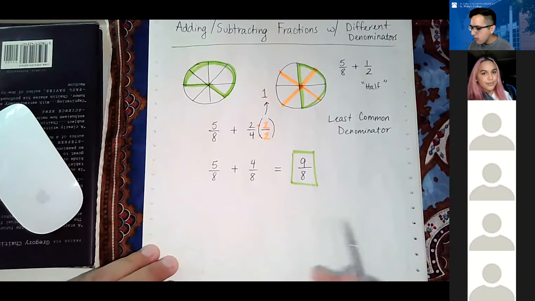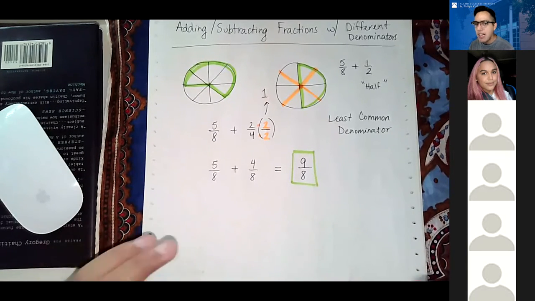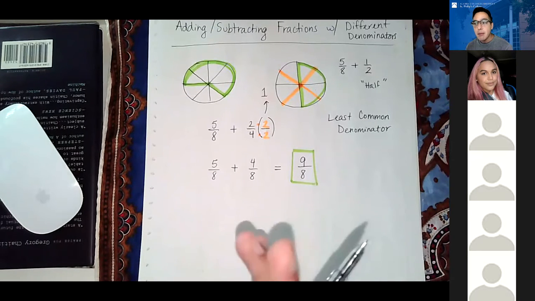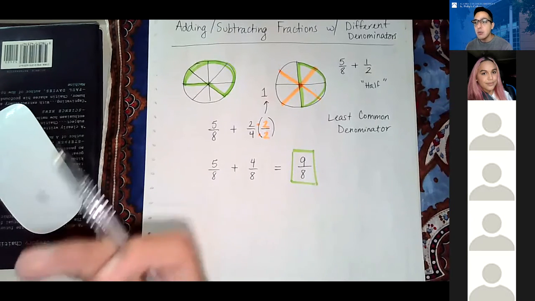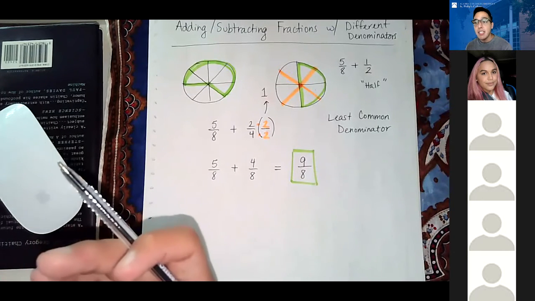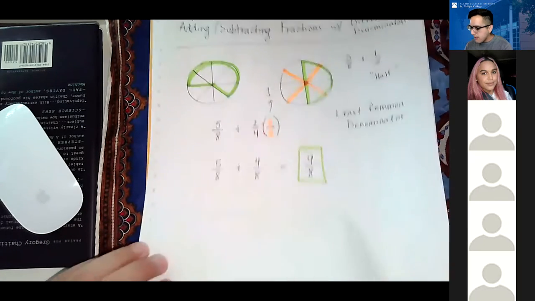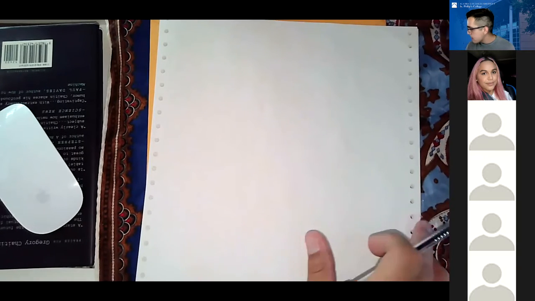So I'm going to try to give you some tips on how you would do this without having to draw a diagram. But this is the reason why we need common denominators, because we need to be able to trade pizzas, exchange with the same currency, with the same denomination, the same size of slice. So now let's take a look at some problems.